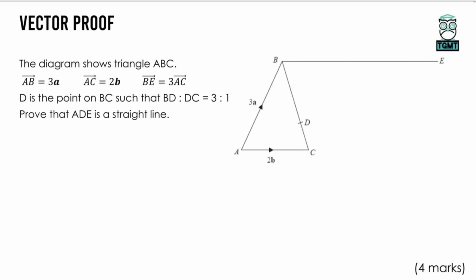Okay, so moving on to some vector proof. This one here says the diagram shows triangle ABC. A to B is 3A, A to C is 2B, which we can see, and B to E is 3 lots of A to C.